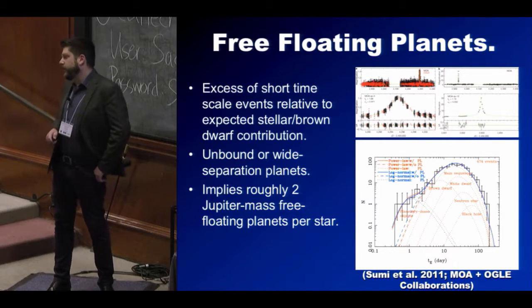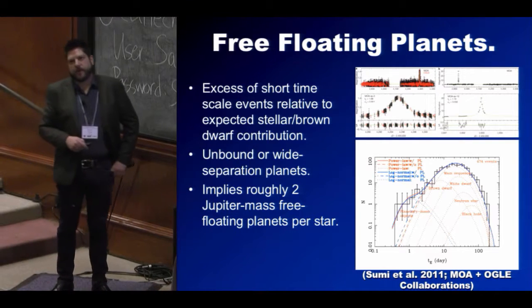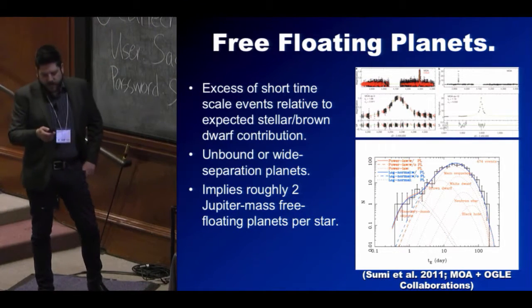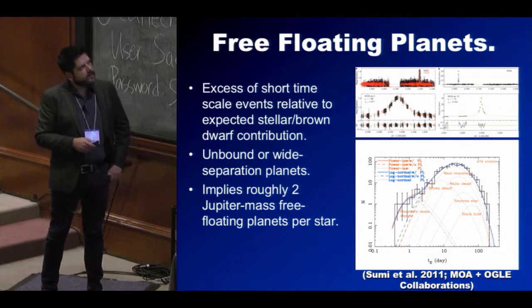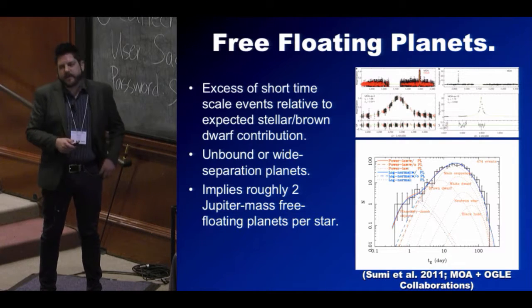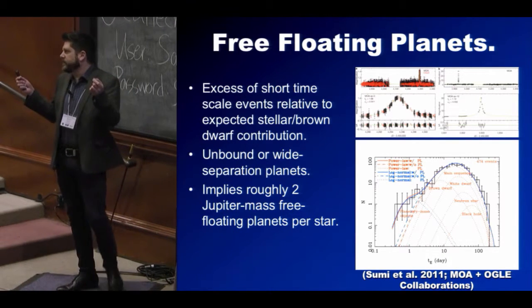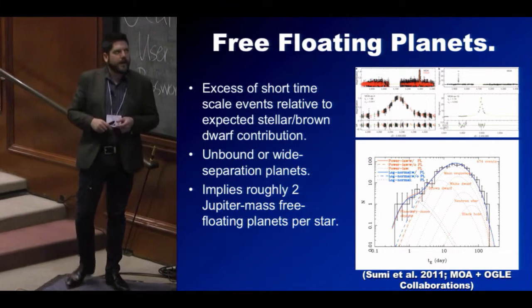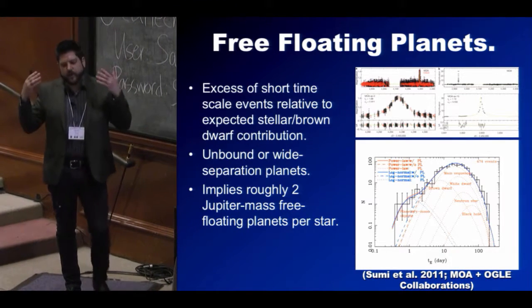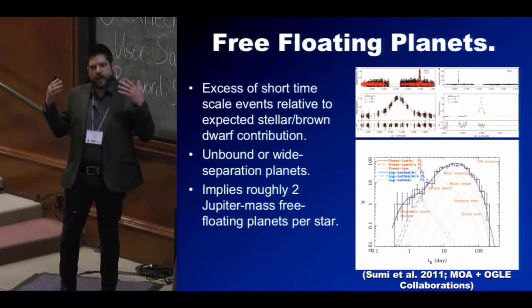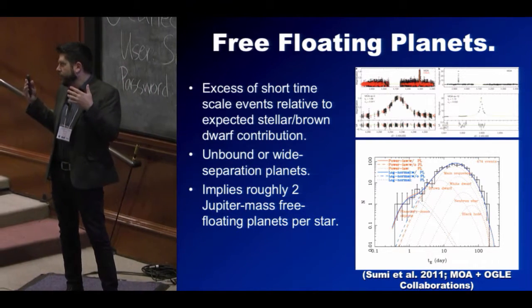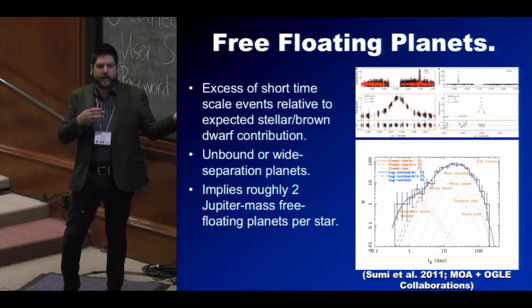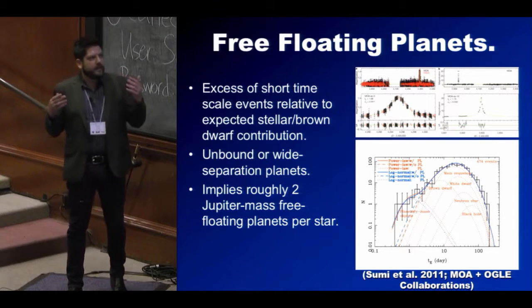So these could be due to free-floating planets, or they could be due to stars that are just moving very fast. But despite the fact that those two scenarios will give you the same time scale, they'll give you very different parallaxes because the Einstein ring of the planet is much smaller than the Einstein ring of a star. And so when you project it back on your plane, the difference when you look from Kepler or Spitzer and the Earth for a planet will be large.